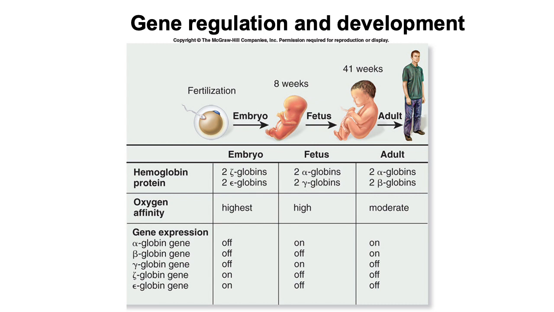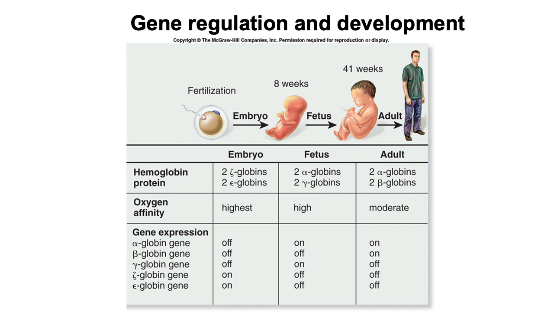Then as we move towards the fetal stage, as the embryo develops, we now see that those two that were on during the embryonic stage are now off, and some other globin genes are being turned on. And then when we look to the adult stage, we see it's the top two, the alpha and the beta globin genes that are on, and all the others are off. And so there's a whole slew of mechanisms. And that's the case for your entire adult life.